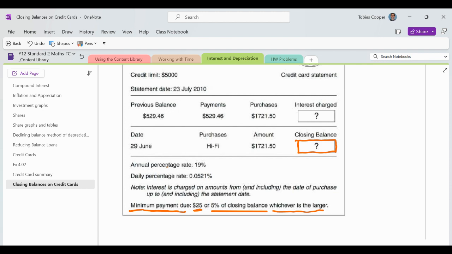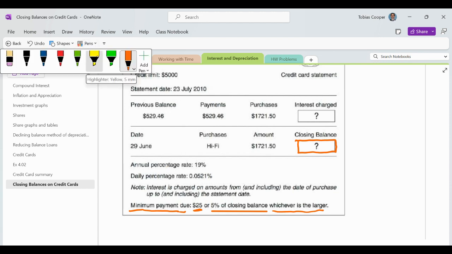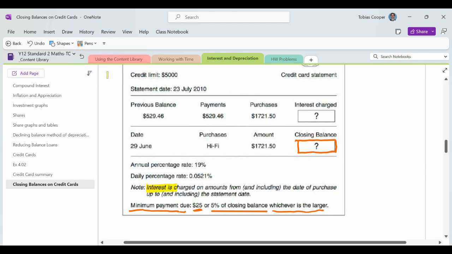Rightio. Now we need to calculate how many days is involved in this calculation. Okay, a couple of important things here. Firstly, interest is charged on the amounts from and including the date of purchase, yes, but also up to and including the statement date. Okay, now that means we're going to put a little +1 in our calculation for the number of days. So let's have a look.